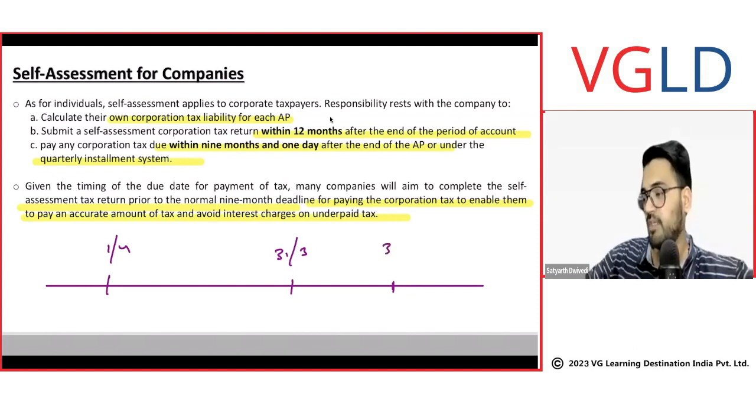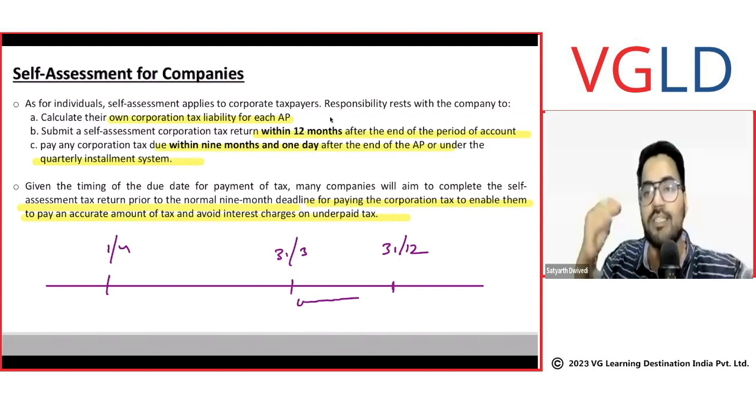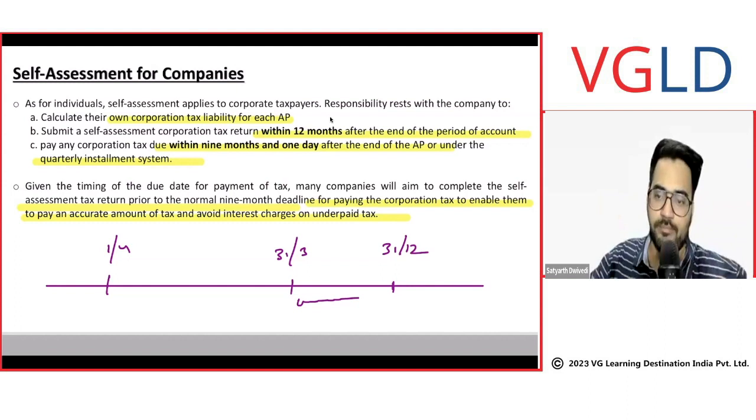December, 31st of December, plus 1 day, so 1st of January. So companies would want to prepare their returns much earlier, so that any underpaid tax, they can avoid the interest. Okay.